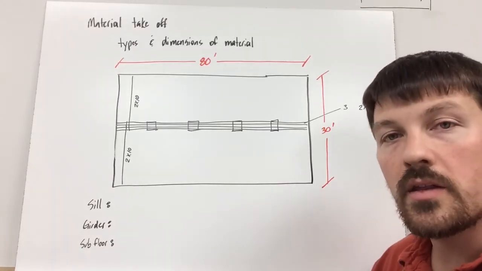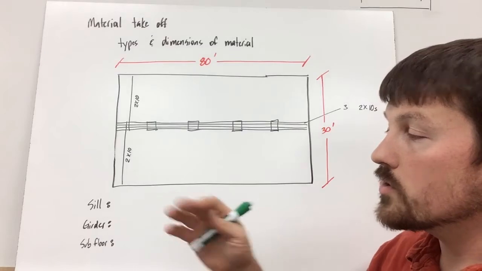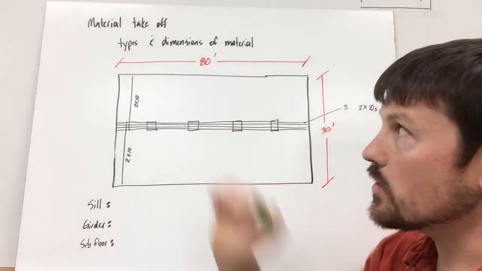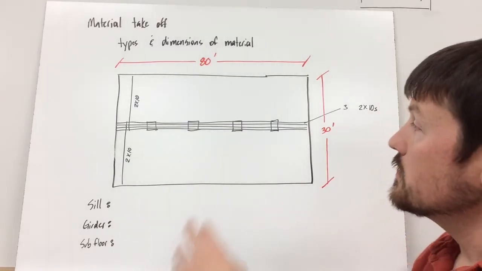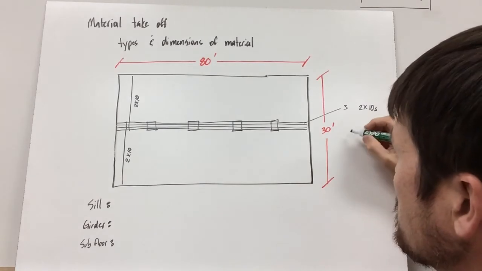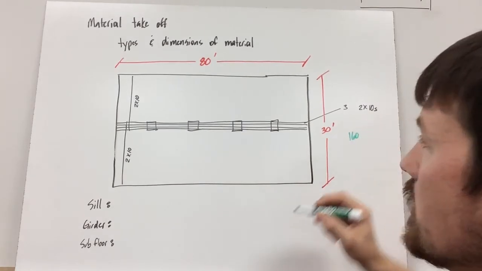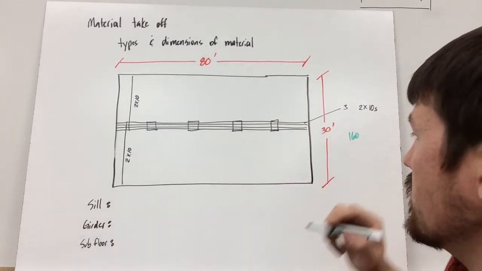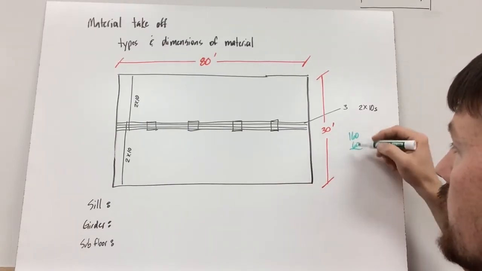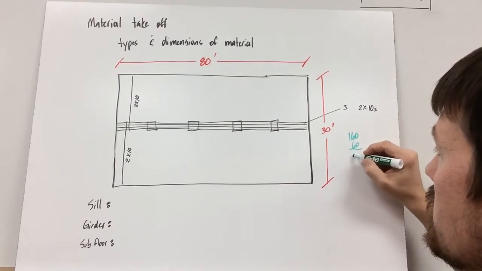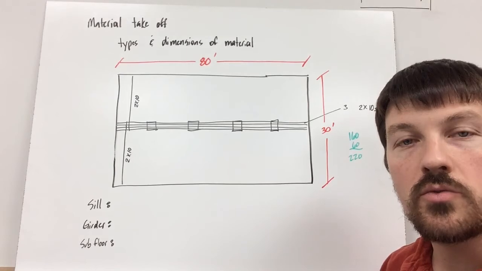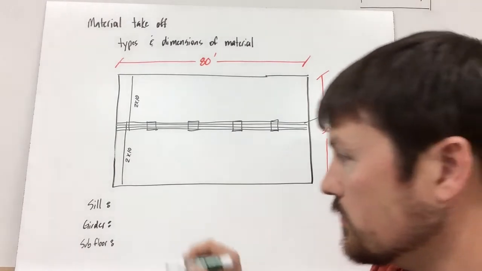To calculate sill plate, we're just going to order it in linear feet. So I need to know how far it is all the way around this building. We have 80 here and 80 here, which is 160. And then we have 30 here and 30 here, which is 60. And we add those together, 220. So for sill, we're going to need 220 linear feet of sill.